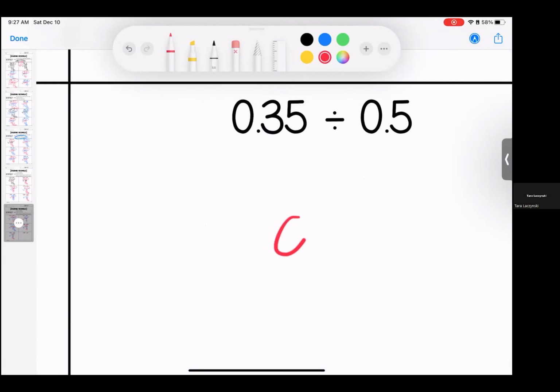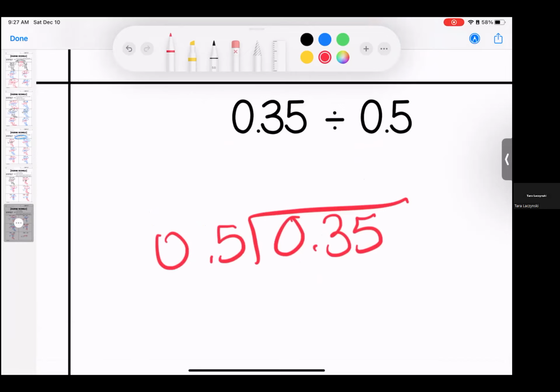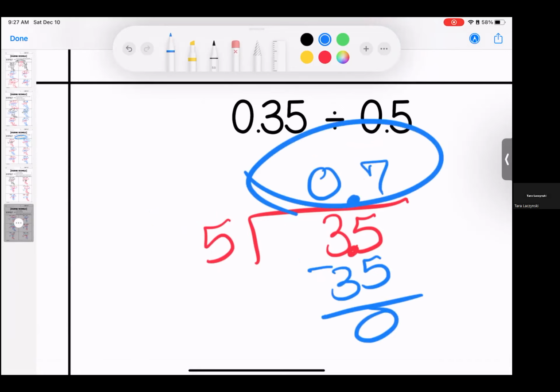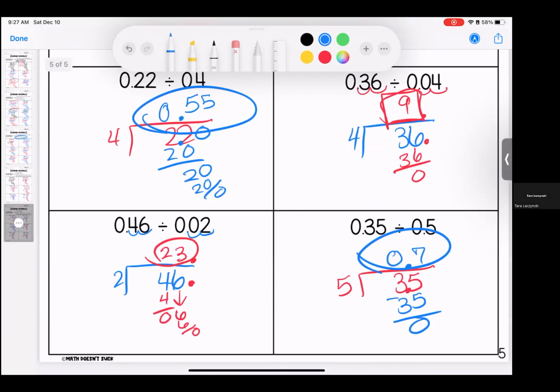Last one is 35 hundredths. We're dividing it by 5/10. We move, rewrite and keep it fair. We now have 5 divided into 3 5/10. 5 does not go into 3, but it goes into 35 7 times on the nose. 7/10 is our answer.